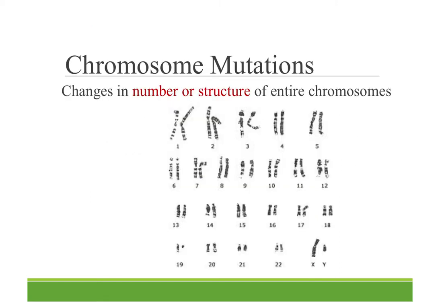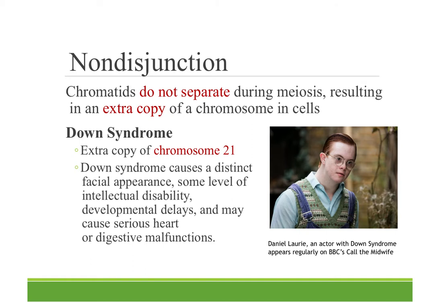Then the other type of mutations are chromosome mutations, and this is a change in the number or the structure of the entire chromosomes. So we have our karyotype here showing a typical pattern of chromosomes, and if you're missing a part of a chromosome, or you have an extra chromosome, or your entire chromosome is gone, that's going to affect the individual with those chromosomes.